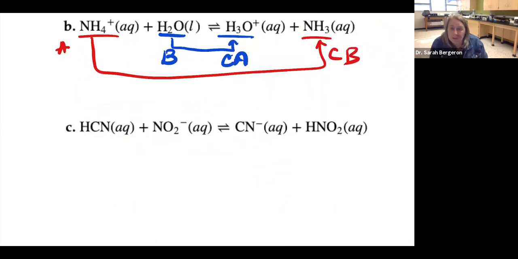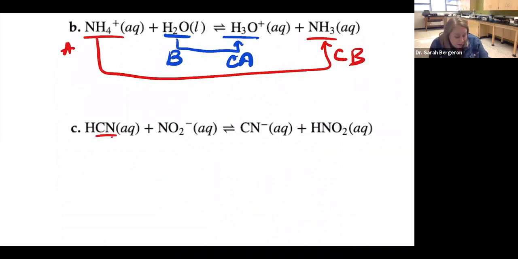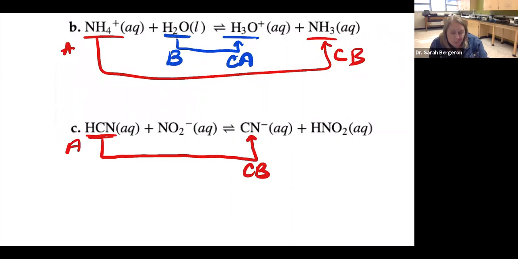All right. Ooh, I have no water, so I need to think about this one. One thing I notice when I look at this is that I see cyanide, I see CN. So I'm going to follow my CN and see what happens, because I know that's a polyatomic. So I go HCN to CN minus. What happened? I lost a proton. So this one must be the acid, and this one must be the conjugate base.